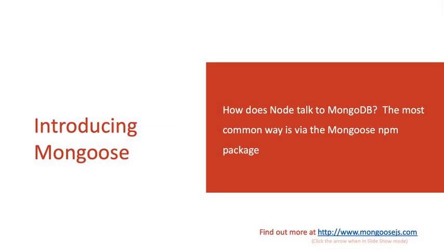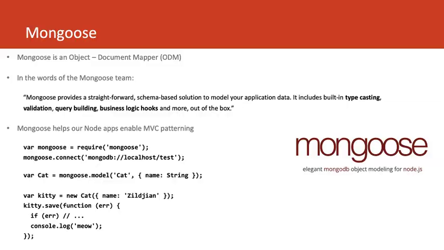So, introducing Mongoose. This is how we're going to be actually interacting with our database. Mongoose is an object document mapper, as opposed to an ORM, which is an object relational mapper. In the words of the Mongoose team, Mongoose provides a straightforward schema-based solution to model your application data. It includes built-in typecasting, validation, query building, business logic hooks, and more out of the box.